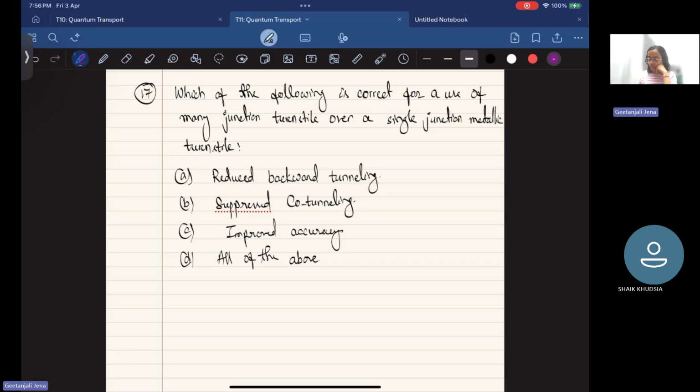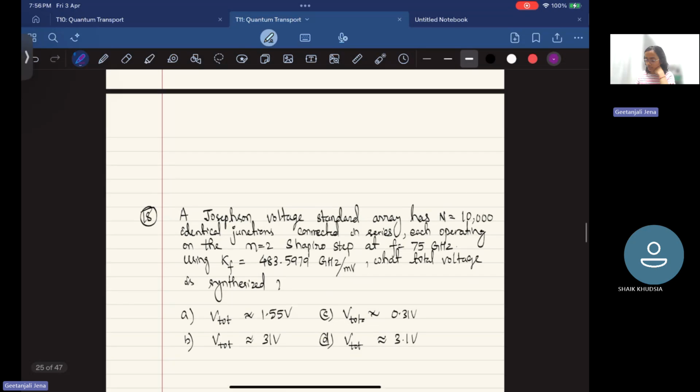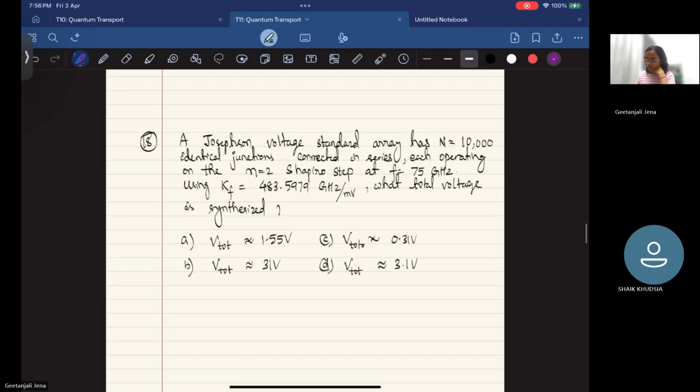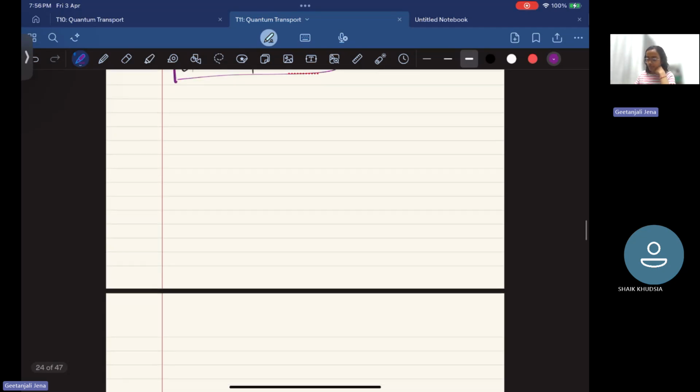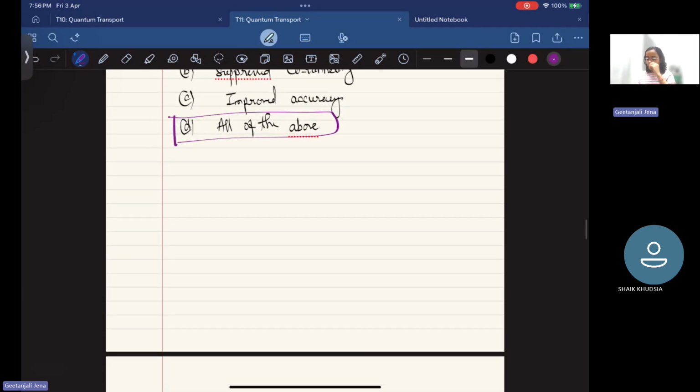Yes, the correct option is option D, all of the above. I think, should I do it or skip it? Okay, so let's see the other questions in our next lab session. So let me know whether you have any doubt.